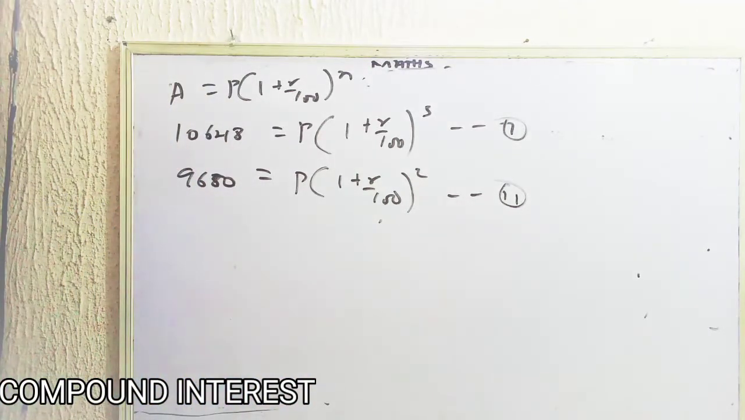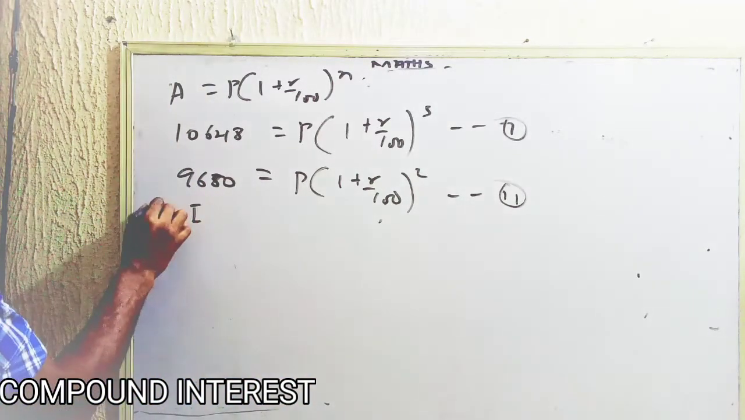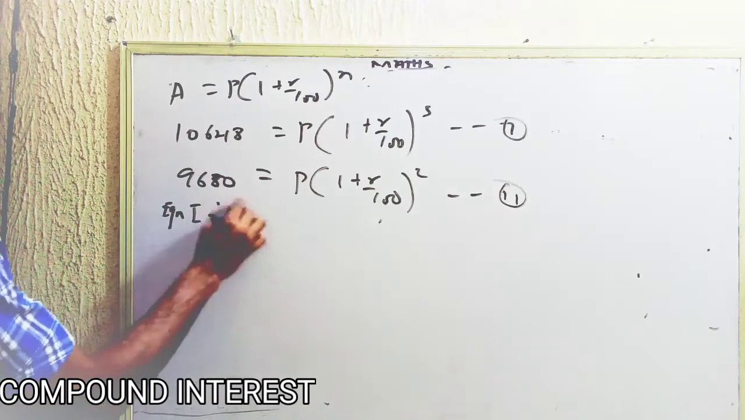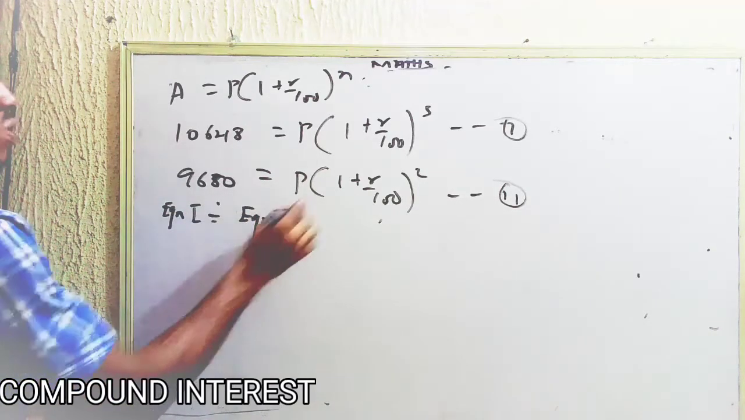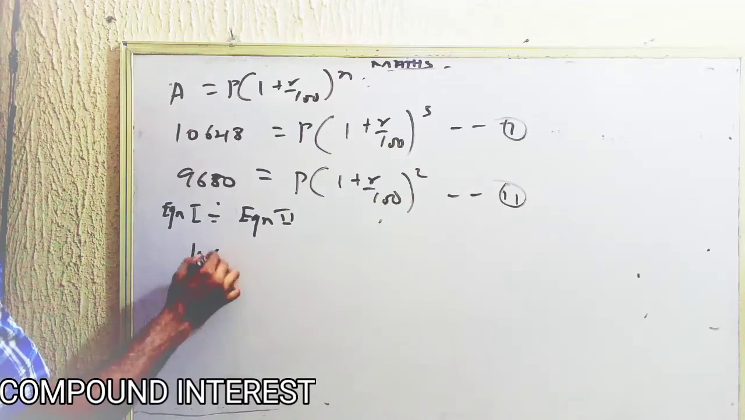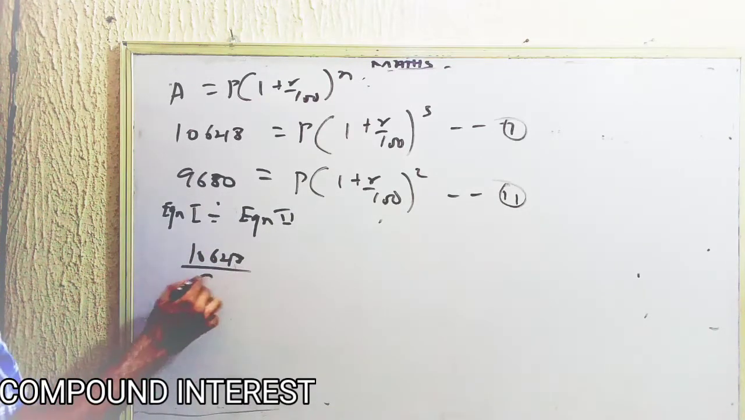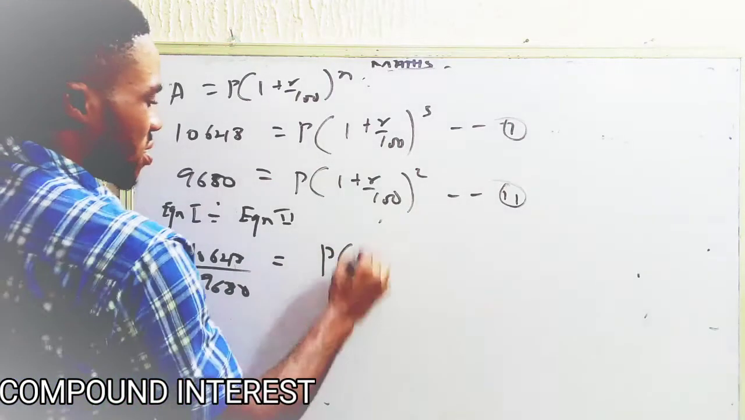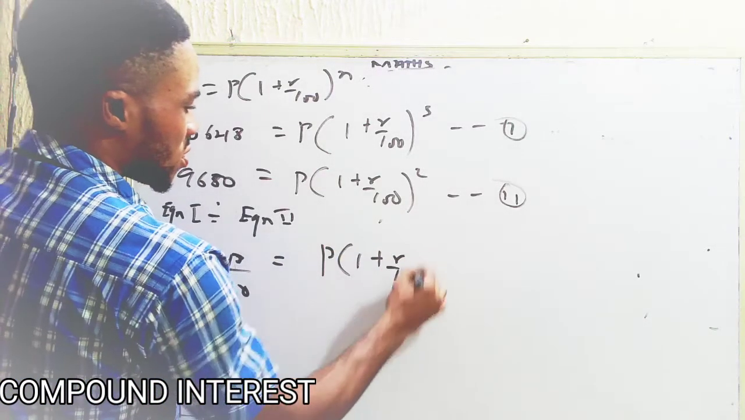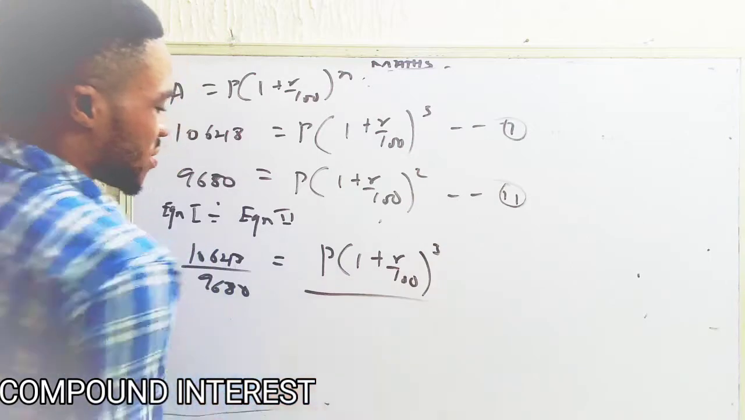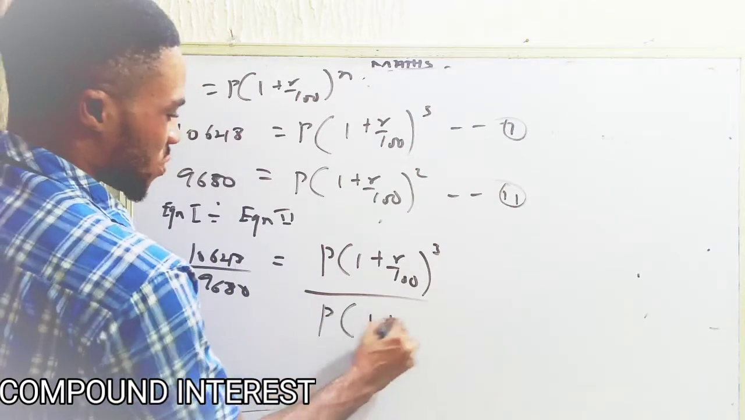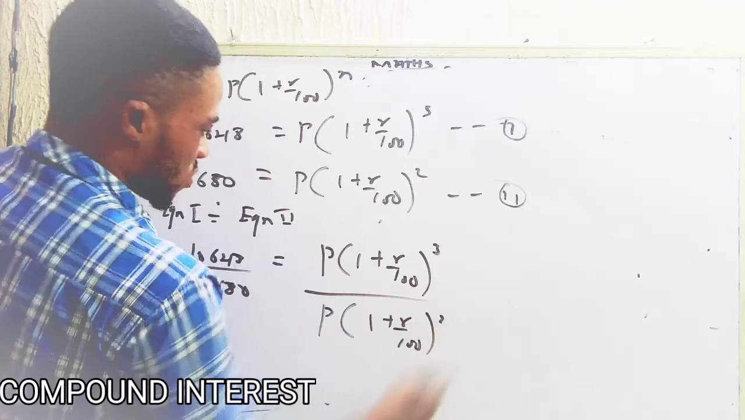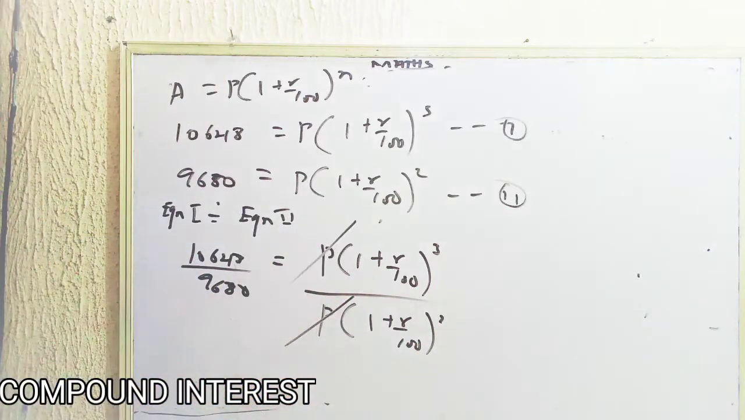Now I will solve those equations 1 and 2 simultaneously. I will divide equation 1 by equation 2. So from that aspect, I'm going to have 10648 divided by 9680 is equal to P times 1 plus R over 100 raised to power 3, divided by P times 1 plus R over 100 raised to power 2. The P will take care of P.